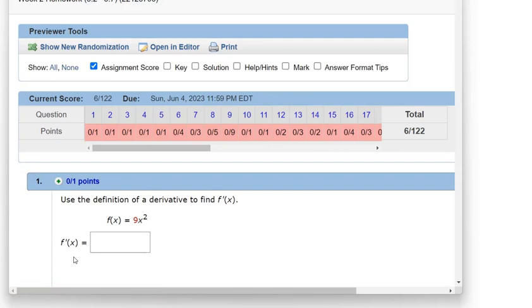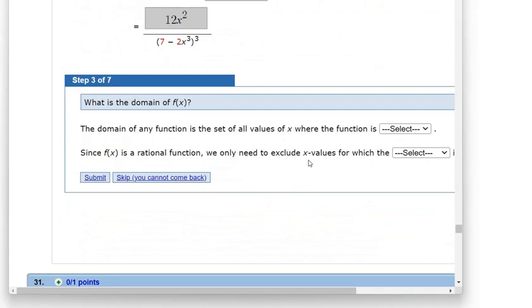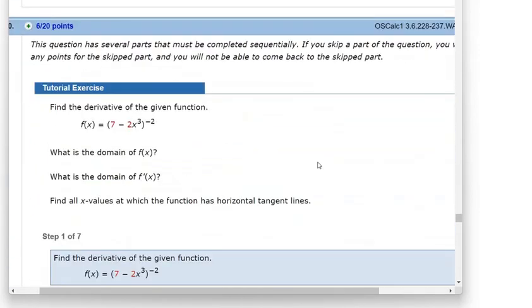It's still loading. Okay, back to question 30. What is the domain of f of x? So that's this original function.